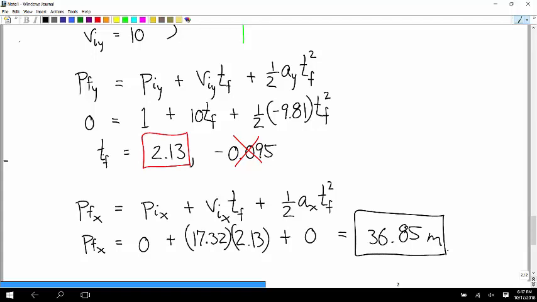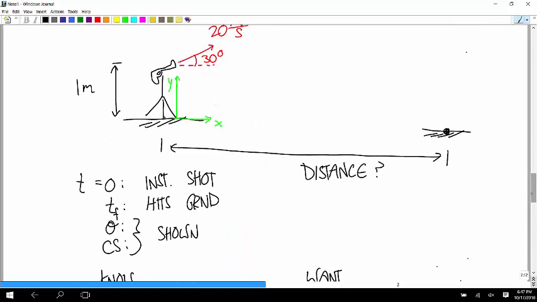Any questions about that? Yes. Because the target's on the ground. So we don't know how far away it's going to land, but we do know it's going to be at the same height as our origin because we put our origin at the ground. You wouldn't. So if the target was 1 meter up in the air, yes, that's right.